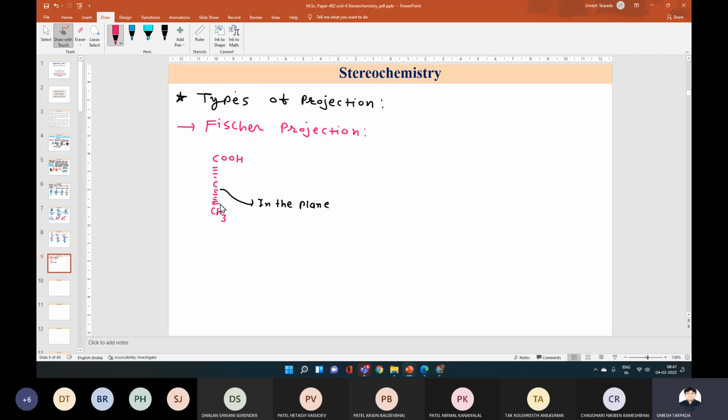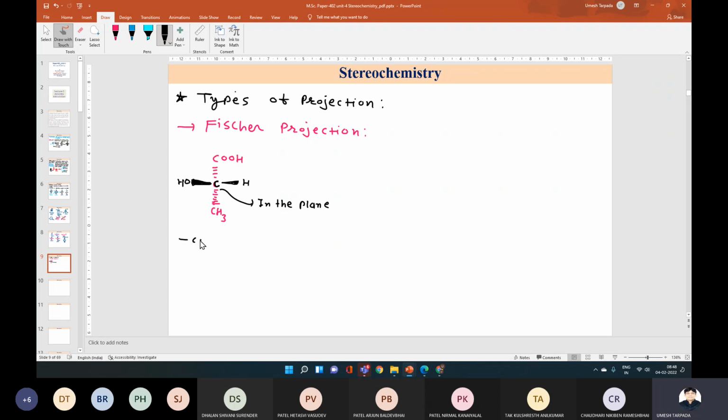Carbon is in the plane. These two groups are away from viewer, and these two groups which are towards, or you can say on the front side of the viewer. This is the way where Fisher have represented the projection.